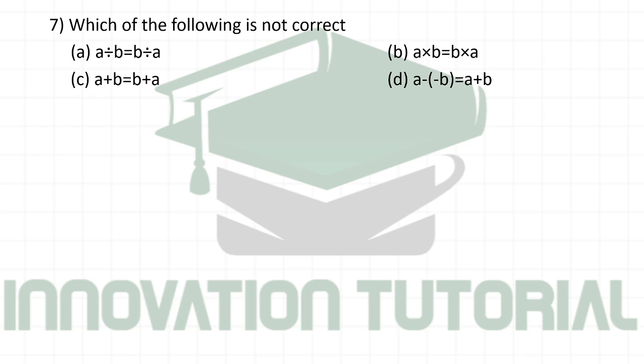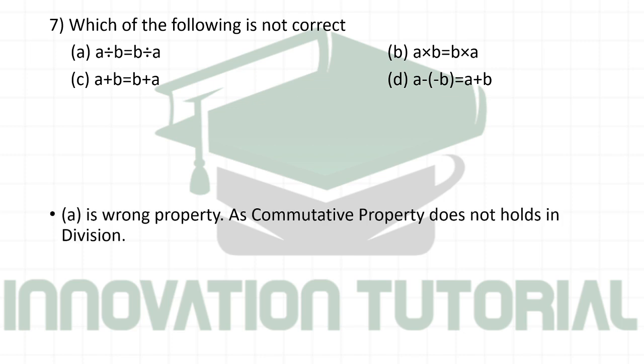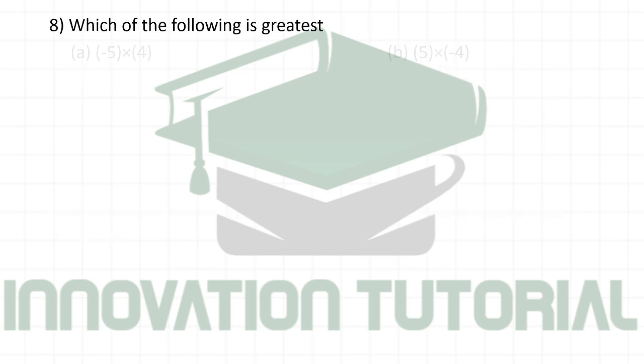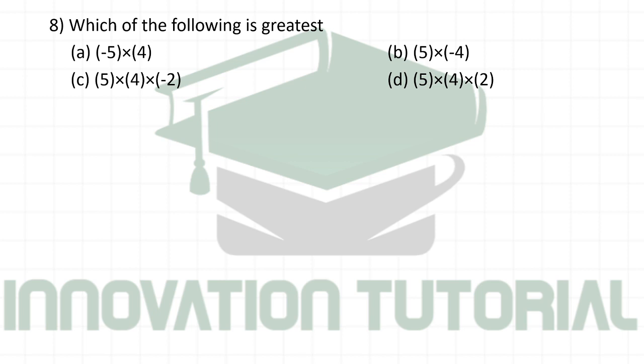So let me tell you the correct answer. The correct answer is A. A is the wrong property, because the commutative property does not hold in division. In division, commutativity does not hold. So let's move on to our next question, which is, which of the following is greatest?